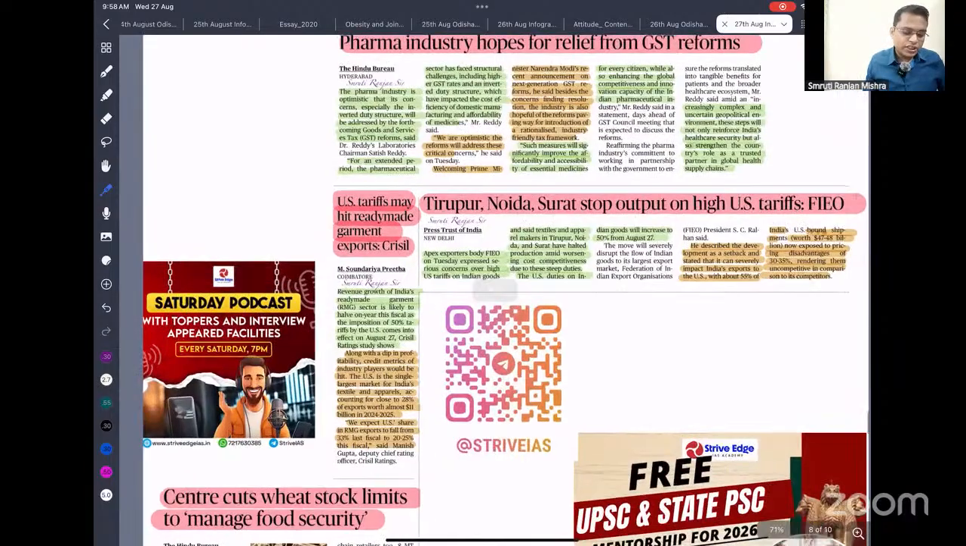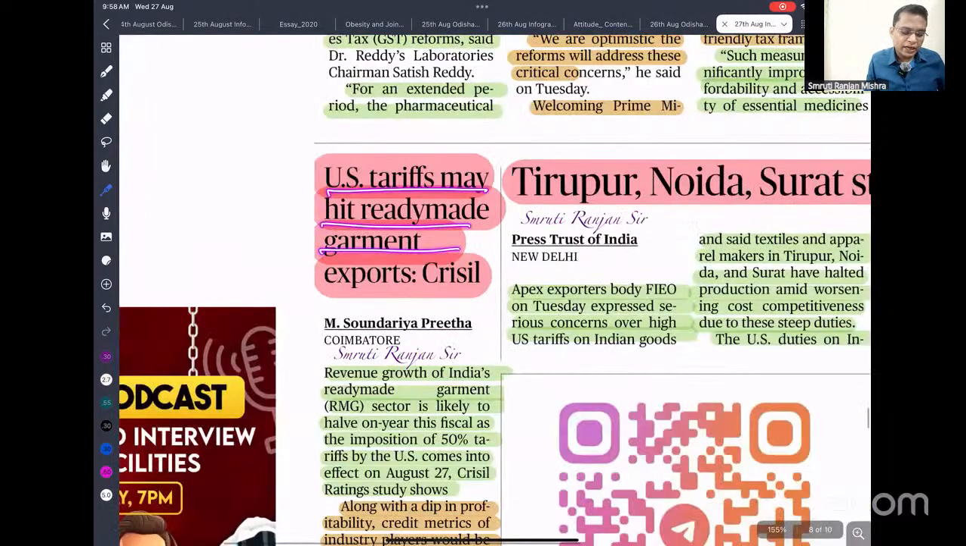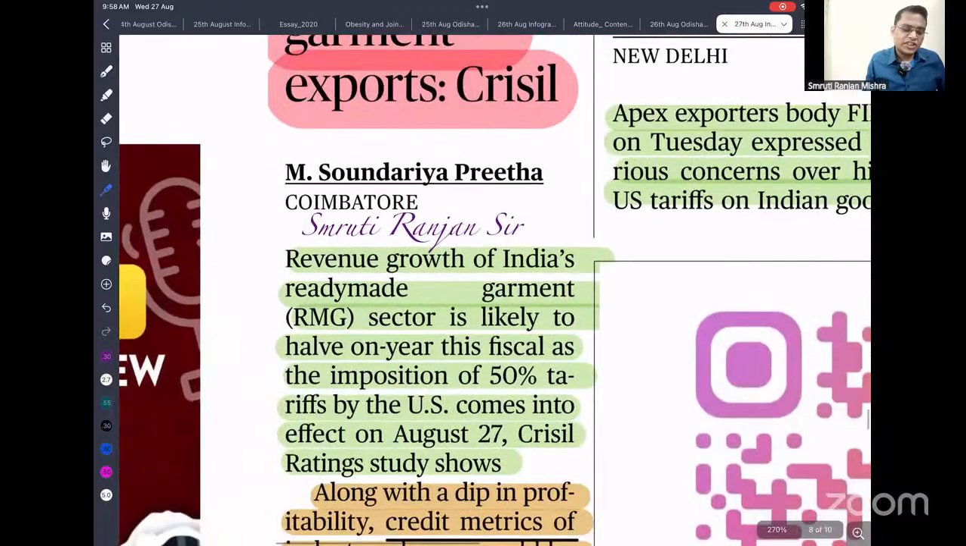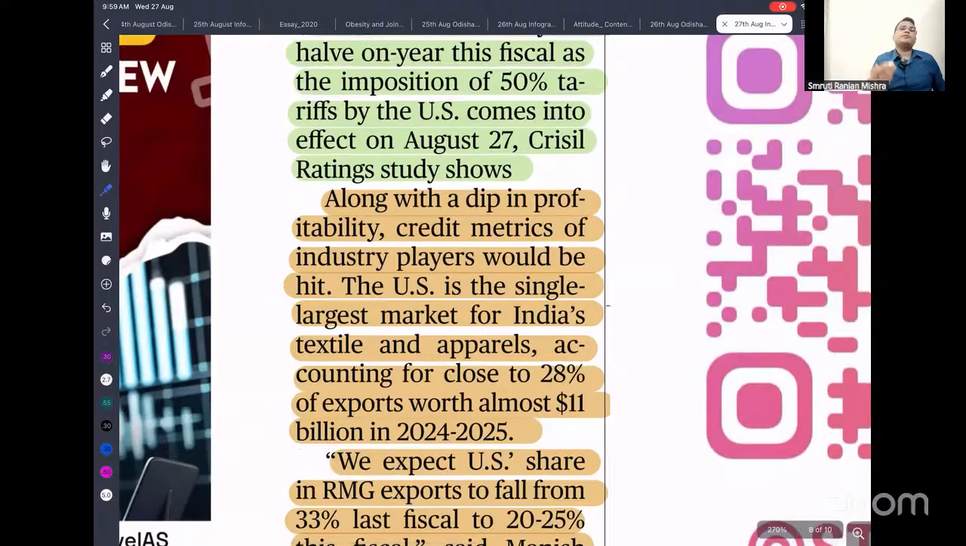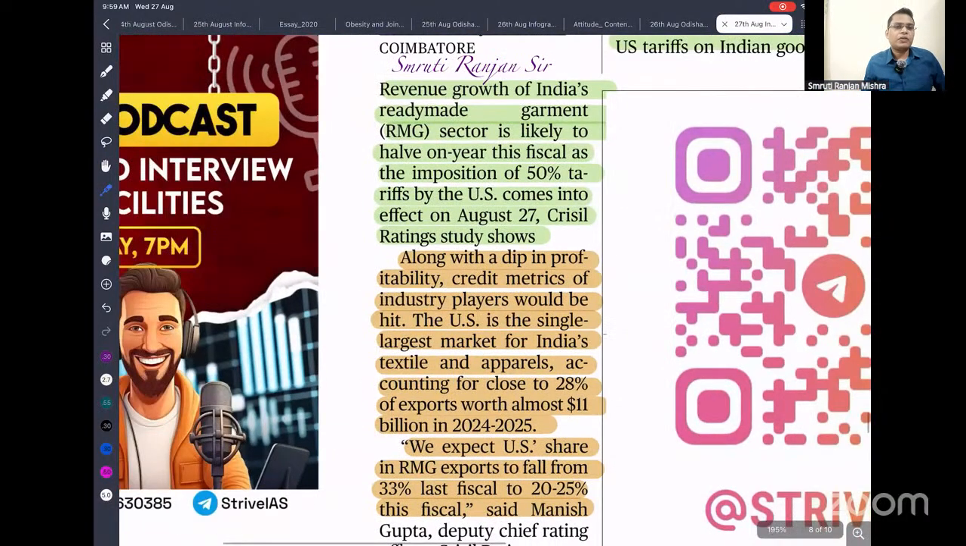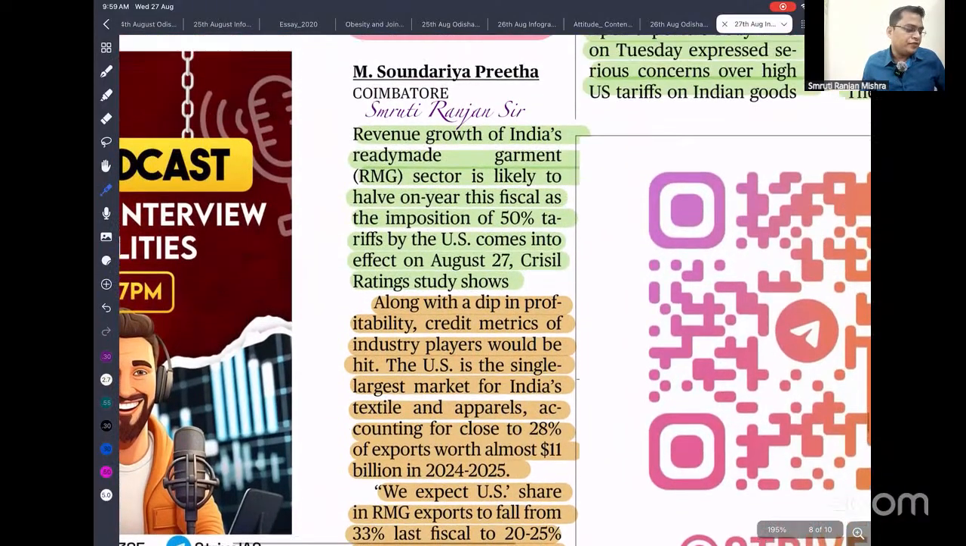Okay. Next is: US tariff may hit ready-made garment exports. This is what was said by CRISIL, a rating agency that provides ratings to all our corporates. Revenue growth of the Indian ready-made garment sector is likely to halve this year, with the imposition of a 50% tariff by the USA. The US is the largest market for our garment exports, so with a higher tariff, India is going to be impacted.